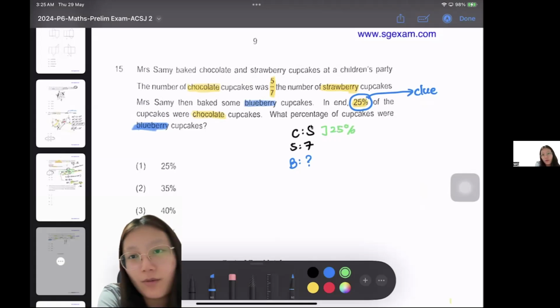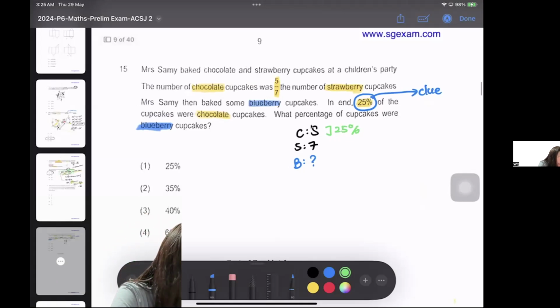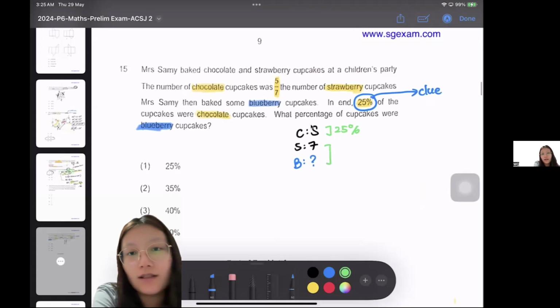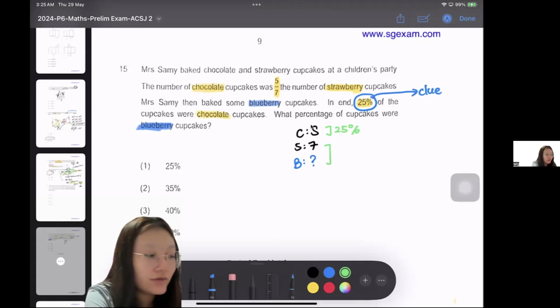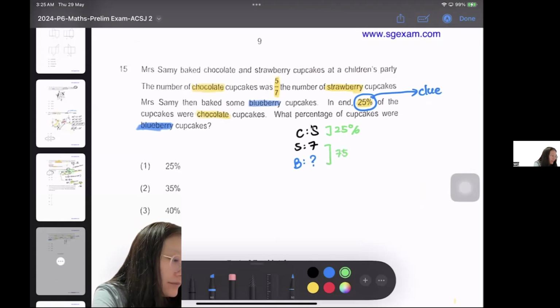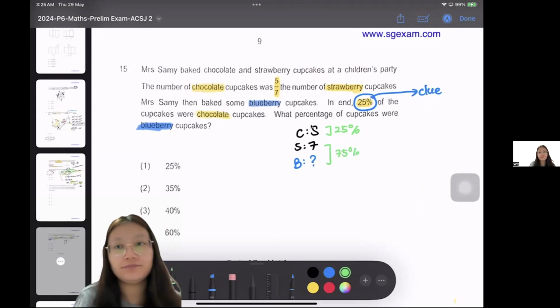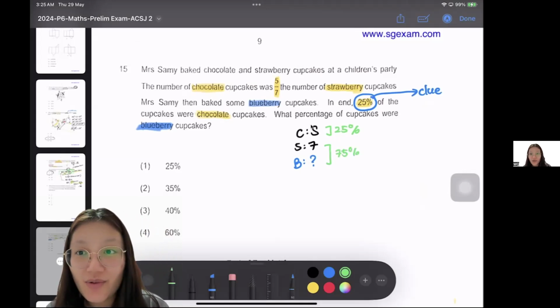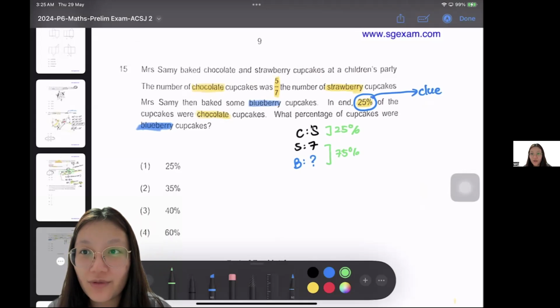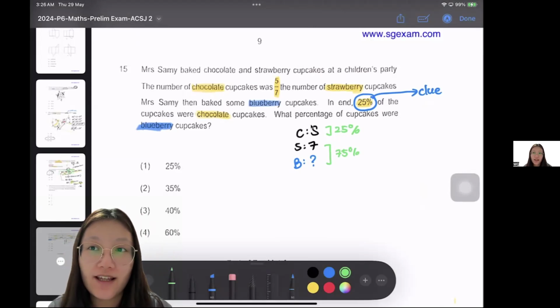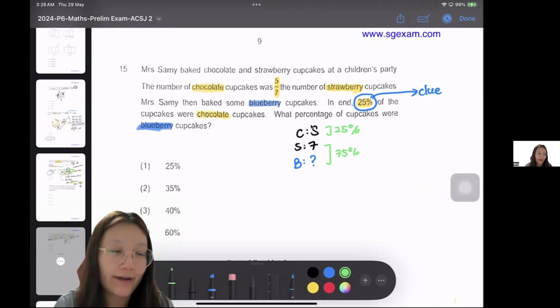Okay, and then the strawberry equals strawberry and blueberry is the other percentage. So if the chocolate is 25%, the other two will be 75%. All right, so your clue is the fact that you have a percentage for you to compare with everything, right? It's 25% of the whole thing, so that is everything. All right, so you use that to compare.